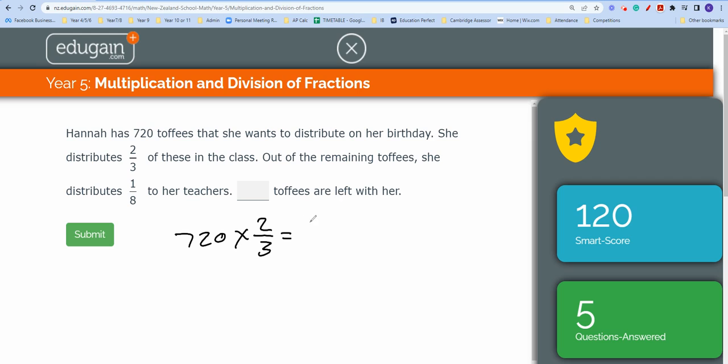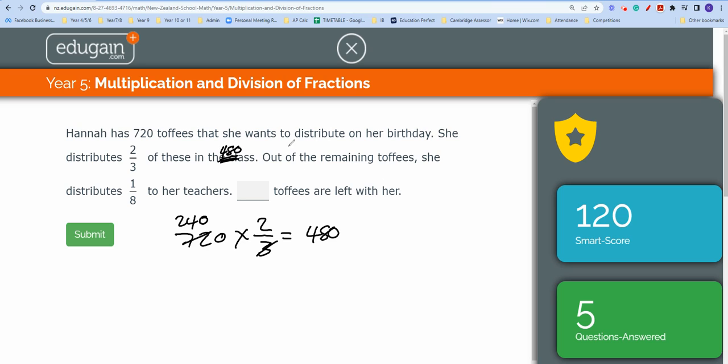Let's work this out first. 3 can go into 72 how many times? 24, right? So it goes into 720, 240 times. What's 240 times 2? 480. So that means the class will get 480 sweets. Now, what fraction remains? What fraction of the 720 remains behind? We can even work it out.